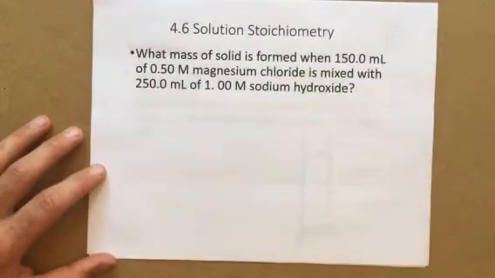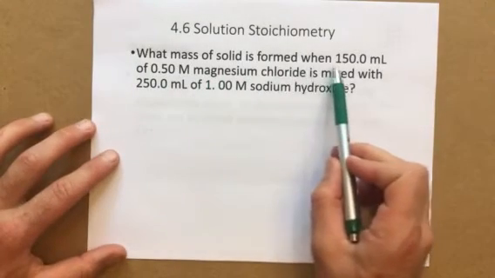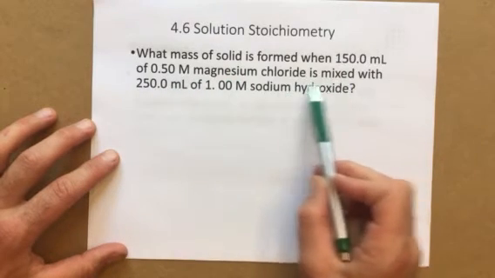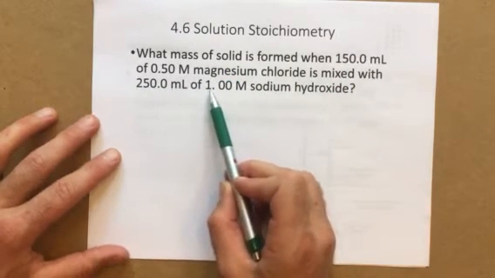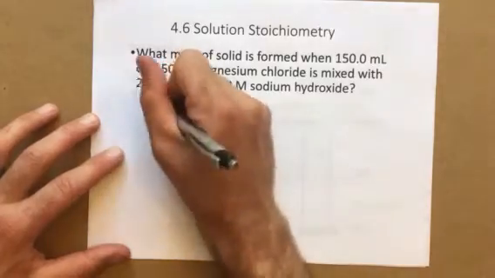All right, a couple more practice problems. This one says, what mass of solid is formed when 150 milliliters of 0.5 molar magnesium chloride is mixed with 250 milliliters of 1 molar sodium hydroxide? All right, so probably good to start with a balanced equation.